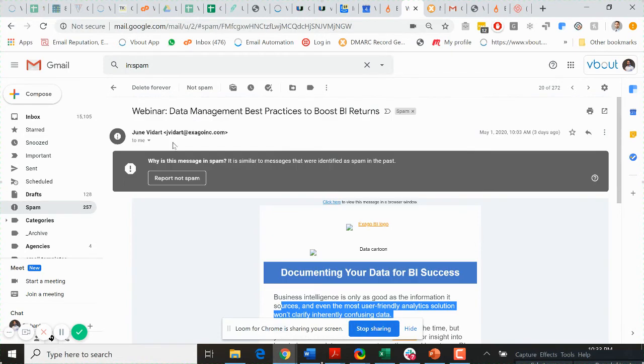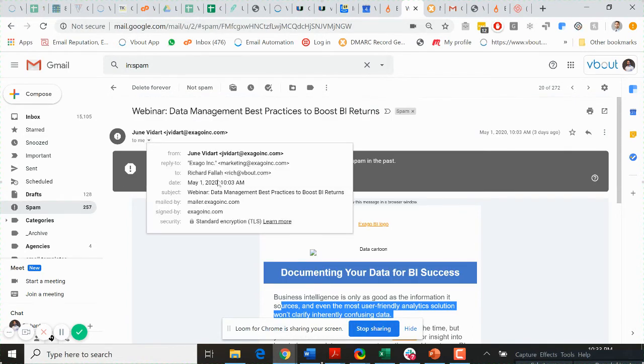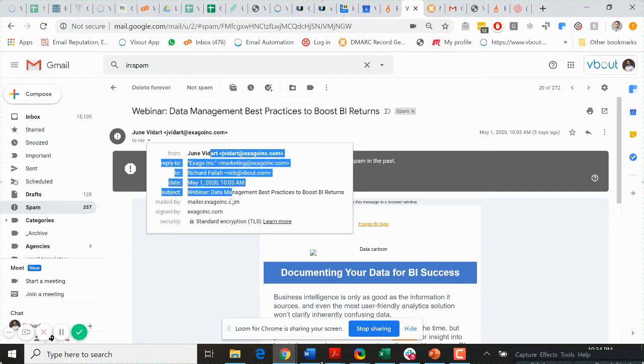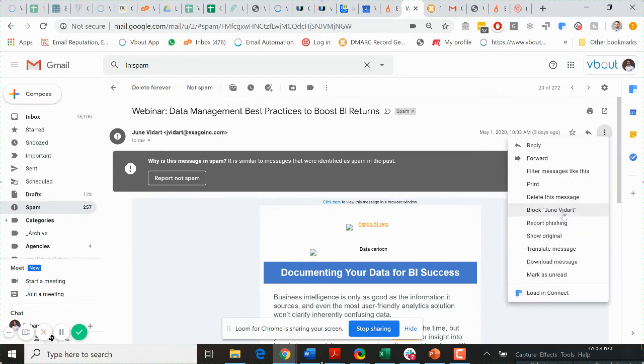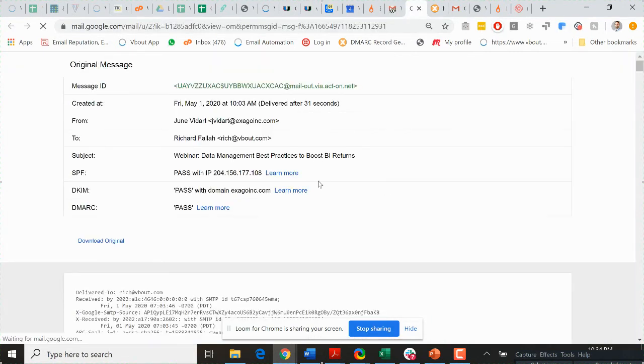Why did that happen? Why did it go to spam? Let's look at the first fingerprint here, which is the from, that's the person. Reply to. It seems like they did verify their stuff. So let me dig deeper by clicking on show original. I always look at the SPF and DKIM. So they pass on all three. That's good. They did everything by the book again.